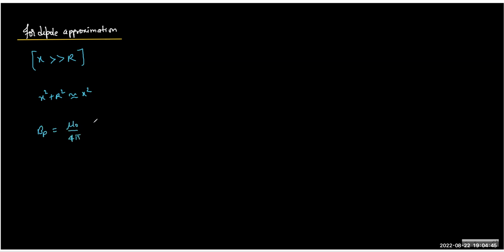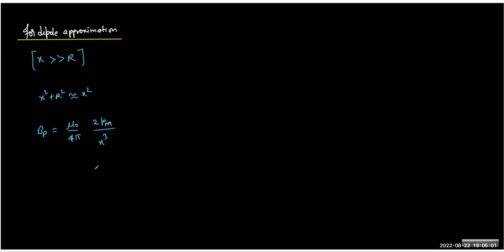So we know that for dipole approximation, X is much bigger than the dimension of the loop. Yes, sir. And therefore, X square plus R square is as good as X square. So the BP turns out to be mu naught by 4 pi, 2 PM upon X square. Isn't it? Yes, sir. Yeah, so I think your answer is correct.